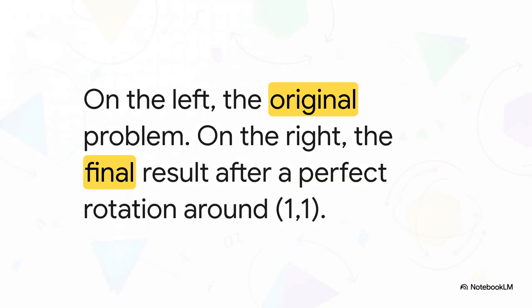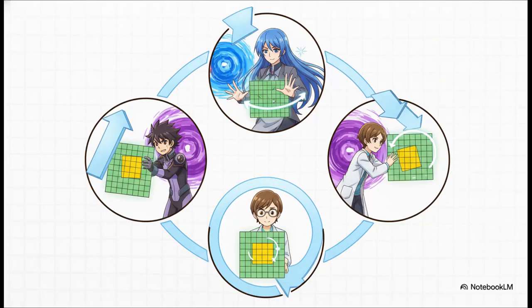And there you have it. On the left is where we started, and on the right is our final rotated shape. You can see it perfectly. It swung 90 degrees clockwise, pivoting right around that point (1, 1). It landed exactly where our math told us it would. A perfect rotation. So when all is said and done, what's the big takeaway here?